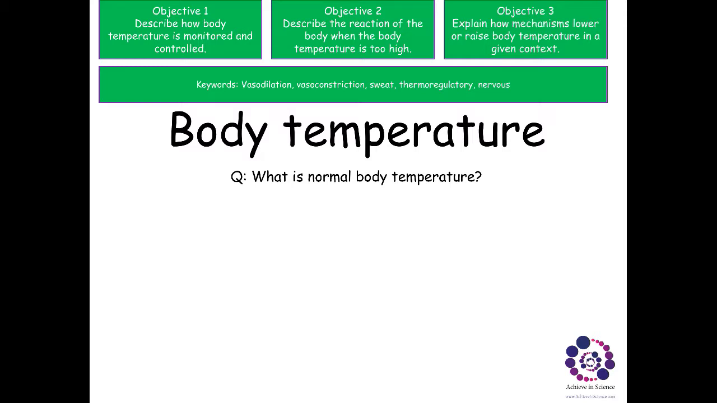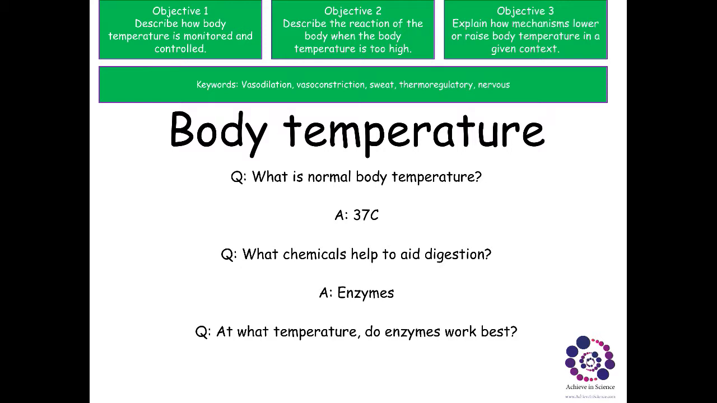Body temperature then. Normal. What is normal? 37 degrees Celsius is normal. What chemicals aid digestion? In the digestive system you have amylase, lipases and proteases, for example. These are all examples of enzymes. What temperature do these work best at? Well, these all work best at 37 degrees Celsius, and this is why we need to maintain a constant internal environment, a constant body temperature.